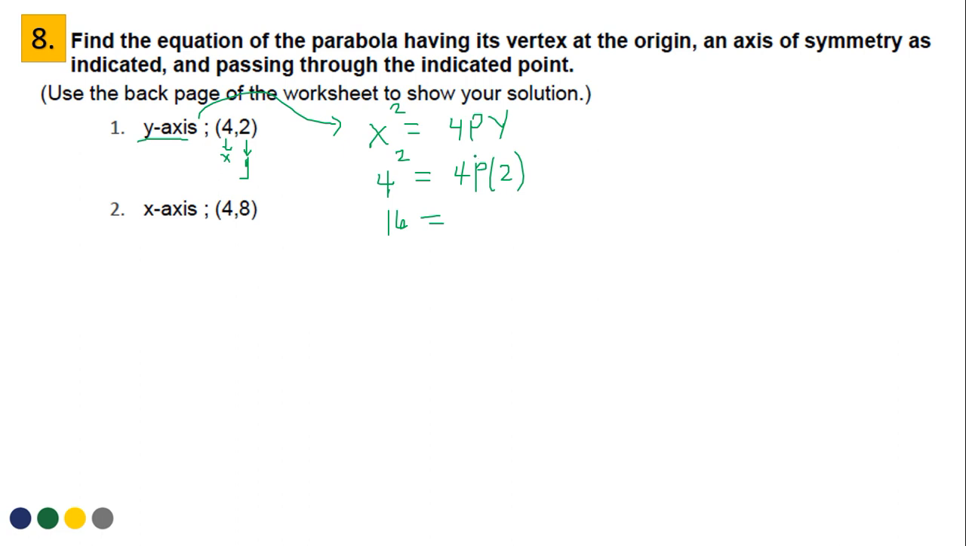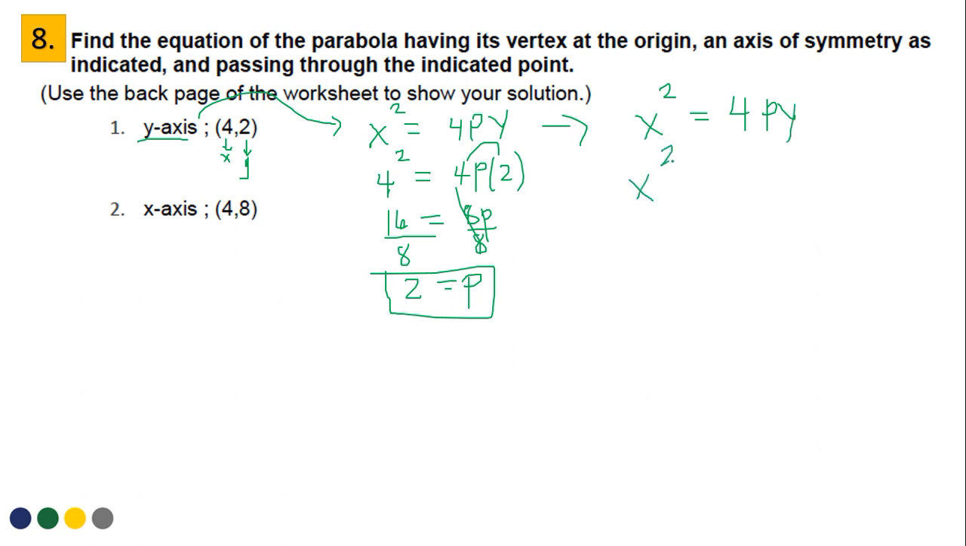16 is equivalent to what is 4 times 2? 8p. Then divide by 8, divide by 8, the answer is 2. The value of p here is 2. So we go back to x squared is equal to 4py and get the equation. 4 times p, which is 2, times y. x squared is equal to 8y. Got it?